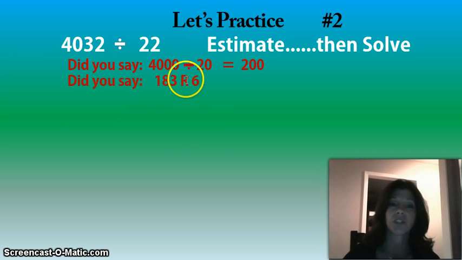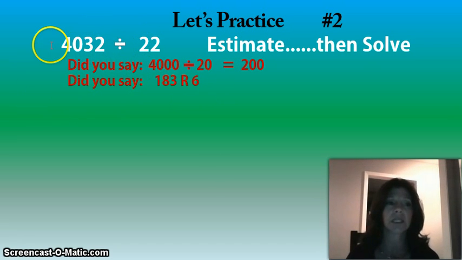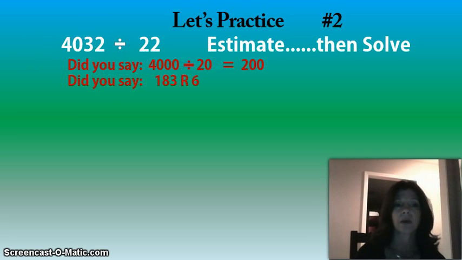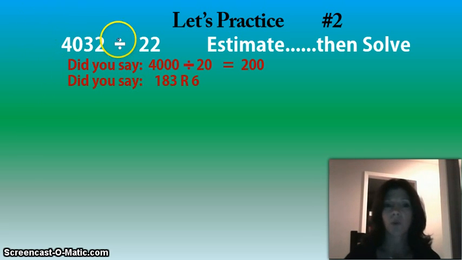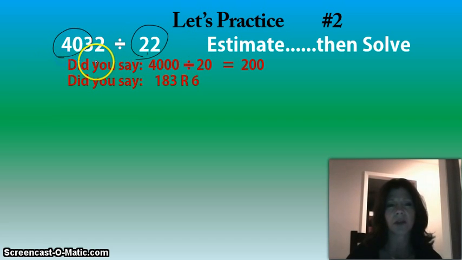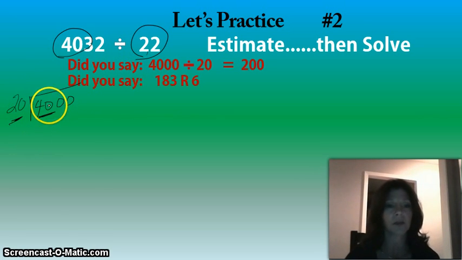All right, was your estimate 4,000 divided by 20 equals 200? Let's look and see how you could have done that. This is pretty easy if you look at this. All right, let's look at this together. 22 easily estimates to 20 because it's close to it. And then if you look at the first two numbers of 4,032, you would easily estimate 4,032 to 4,000, because you know that 20 can easily divide into 40 2 times.